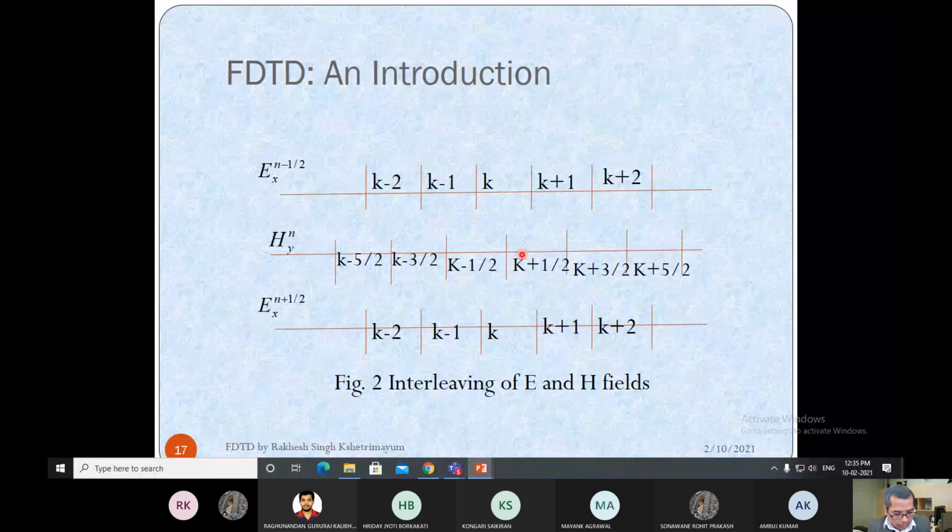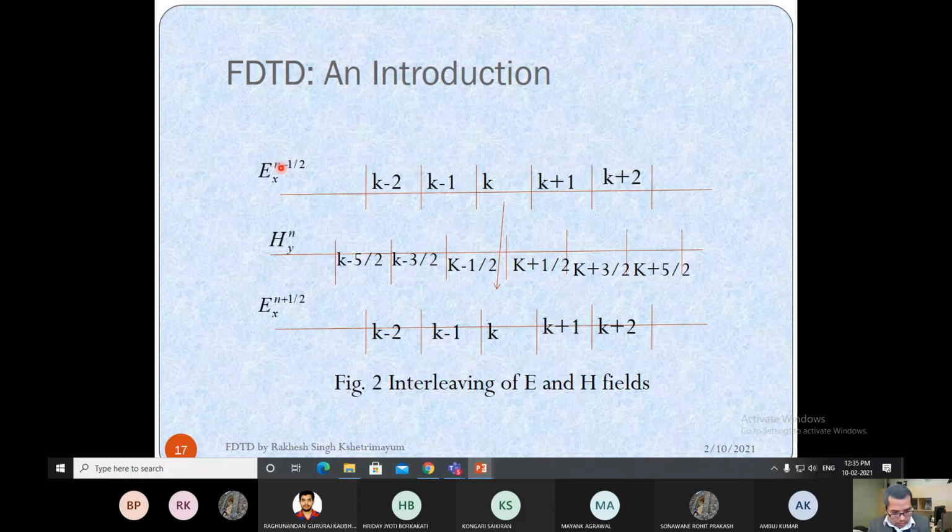Let's say I want to calculate Ex at n plus half at the kth location. This is a discretization over the space. So space discretization: k minus half, k minus 1, k, then k plus 1, and so on, k plus 2. Again, this is also discretization over space of the Ex at n plus half, Hy at n, Ex at n minus half. So you look at the time running index. It was n minus half, then n plus half. So these are at different time instants. This is at n minus half, this is at n, and this is at n plus half.